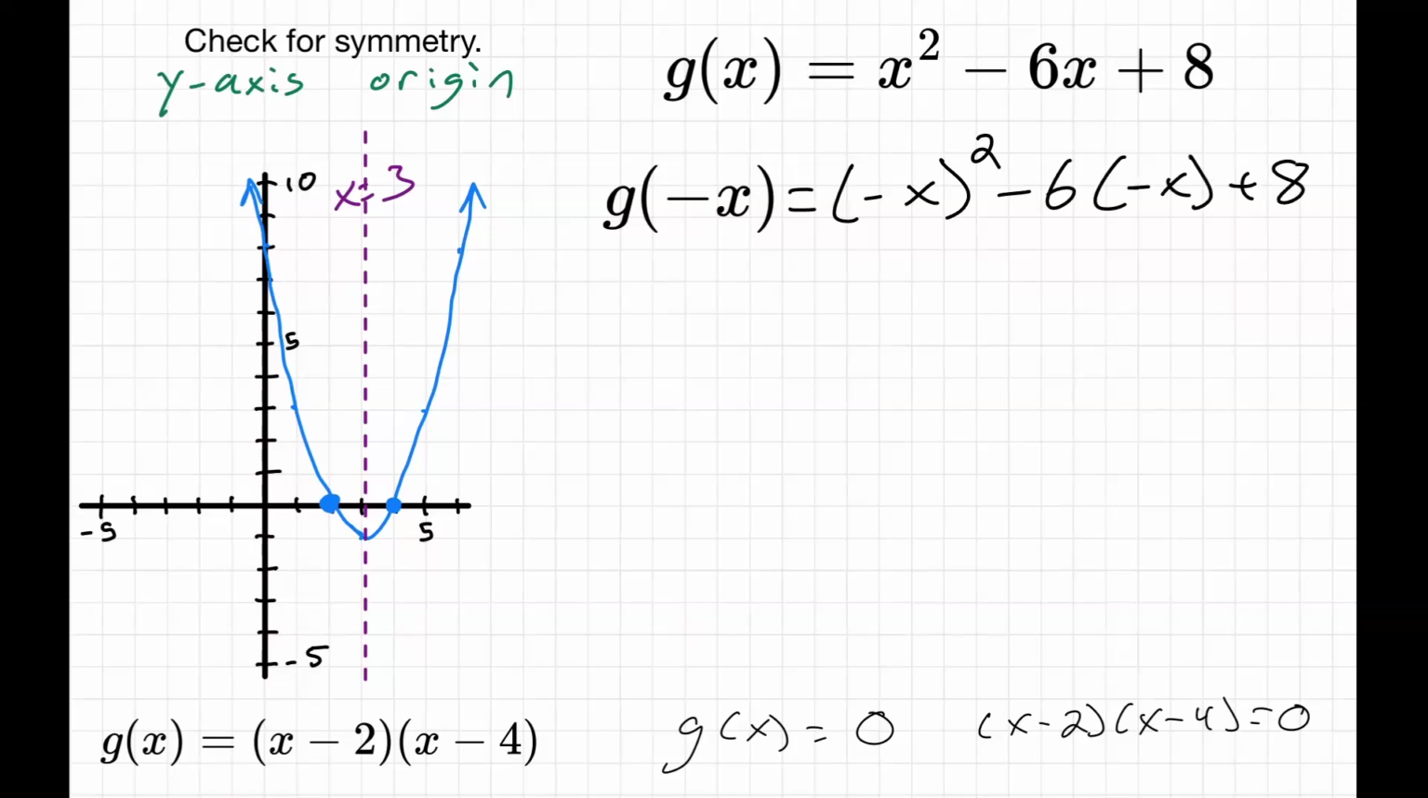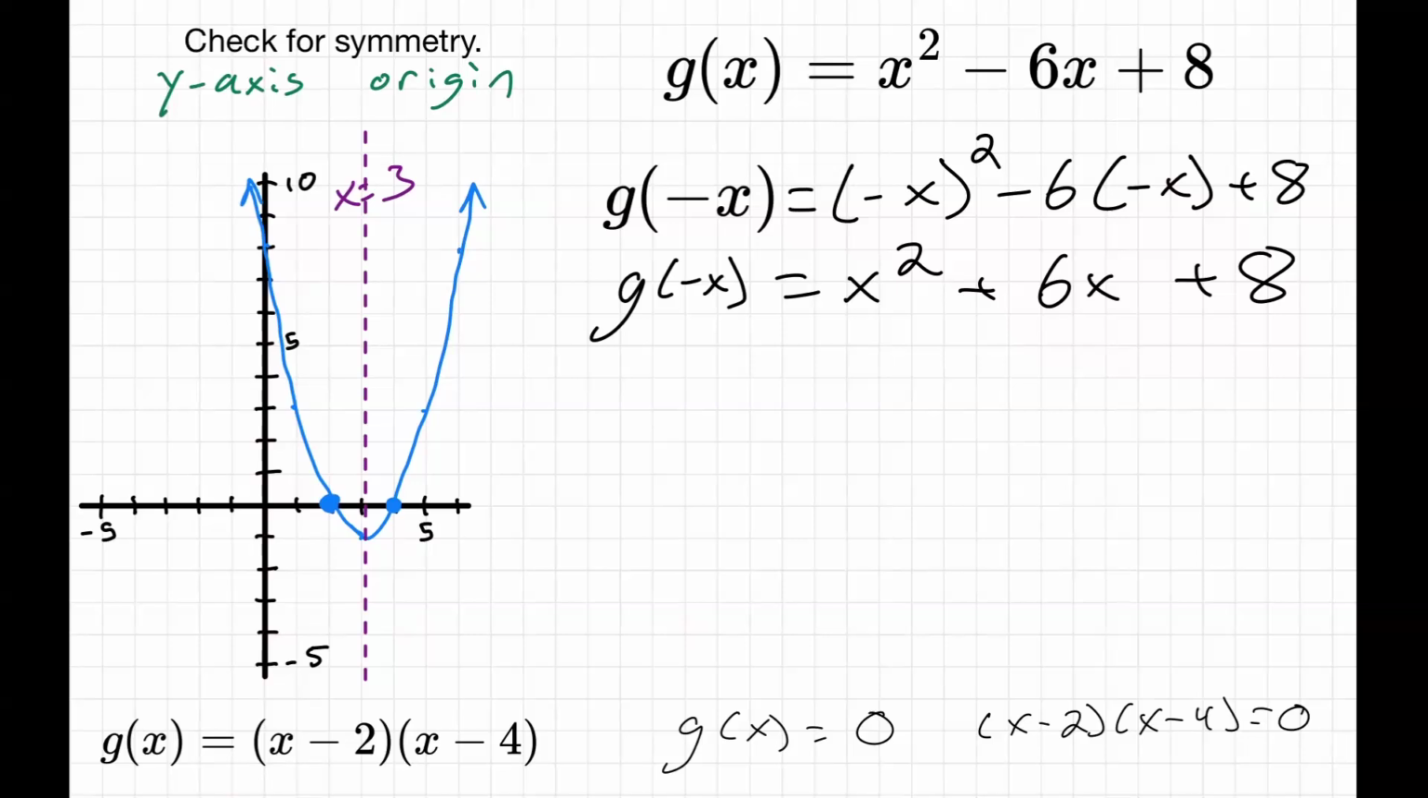Just remember here, all we can do is simplify. All right. With that said, then negative x times negative x is positive x squared. Negative 6 times negative x is positive 6x. And then just bring down that 8. Now, what happens here, if it was symmetrical, we should be able to compare it back to what we started with. So right now, is the function I just found the same thing as what we started?